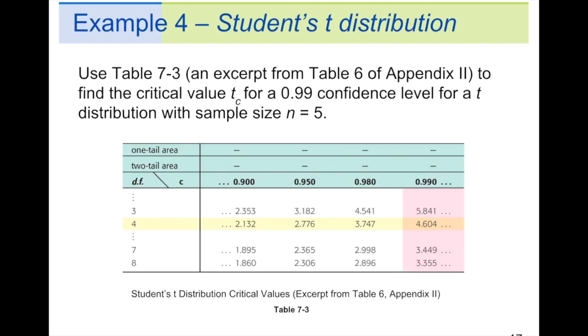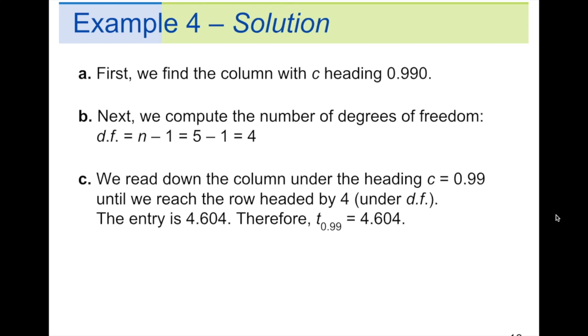Use Table 7.3, an excerpt from Table 6 of Appendix 2, to find the critical value t sub c for a 0.99 confidence level for a t-distribution with sample size n equals 5. So, they told you to ignore these two parts. We want degrees of freedom, which is 5 minus 1, which is 4. And then we want a 99% confidence level, so we look for 0.99. And we drop down, and here it is, 4.604.